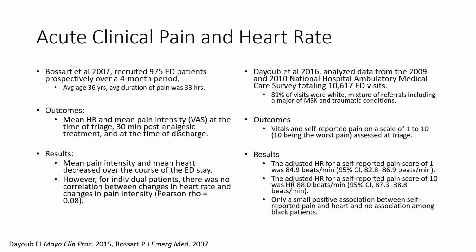So the results they found: adjusted heart rate for a self-reported pain score of 1 was about 85, right? And this was with a confidence interval. The adjusted heart rate for self-reported pain of 10 was 88 beats per minute. So it went up, a small increase, but with only a small positive association between self-reported pain and heart rate, and there was no association among Black patients. So again, even amongst different demographics, there was no association or very limited association. And while the confidence intervals didn't overlap, we're talking about a 3 beat per minute increase, not substantial. Not enough to invalidate the readings you take at baseline.